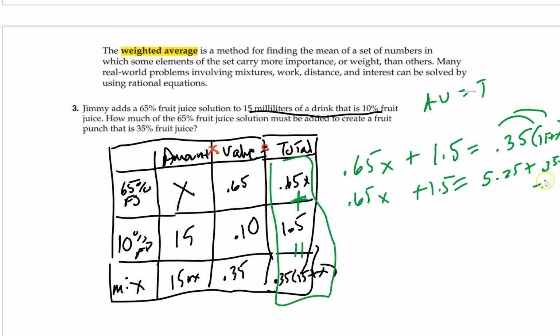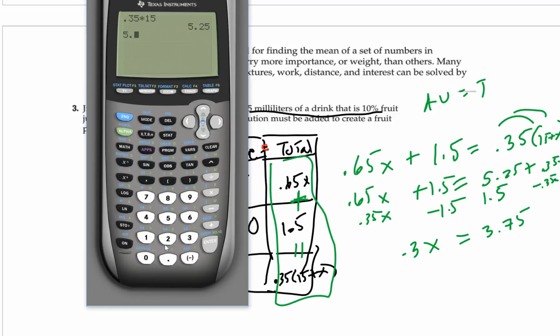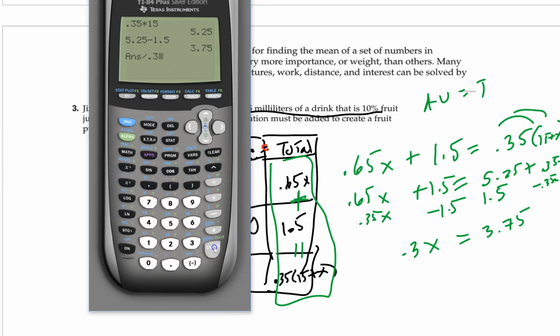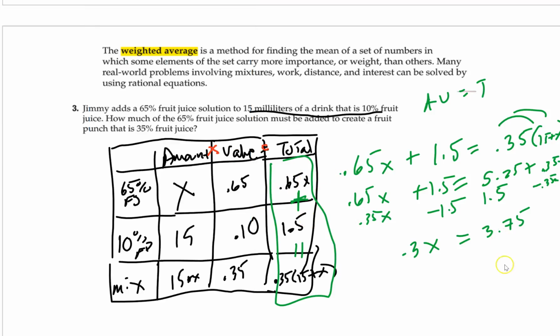Let's solve it. Subtract 0.35x from both sides. Subtract 1.5 from both sides. Over here I get 0.3x, or 30x. Over here I get 5.25 minus 1.5. So I should be able to do that. That's 3.75. Let me double check this to make sure. 5.25 minus 1.5. So yeah. And then all we do here is divide by 0.3. And you get 12.5.